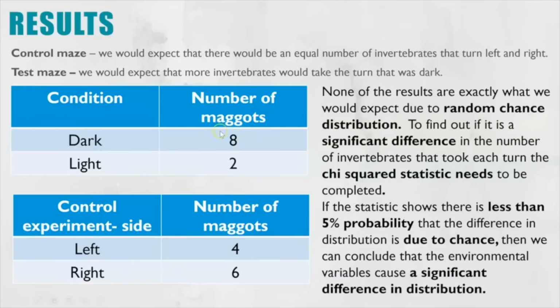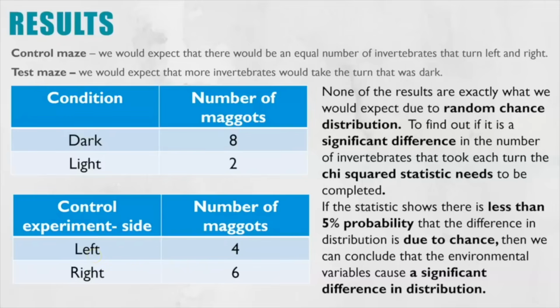However, it might still be a significant difference, but the only way I can conclude that significantly more went to the dark side is by doing the chi-squared statistic. So that will be part of your analysis. You'll need to calculate the chi-squared statistic. And if you're not sure how to do that, I'll just link up the top here, and then you can have a look at how to use the chi-squared statistic.